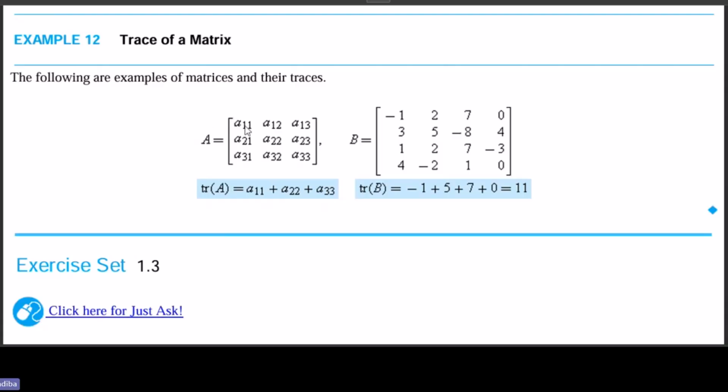Okay. Trace of matrix A. The entries in the main diagonal are a11, a22, and a33. This one is a square matrix. Remember, to have a trace, the matrix must be square so that you can have a main diagonal. The main diagonal here is 1, 5, 7, and 0, and the sum of this is the trace.